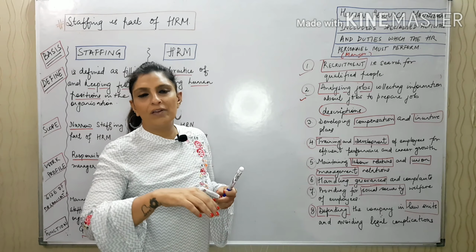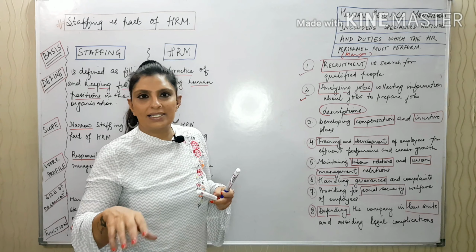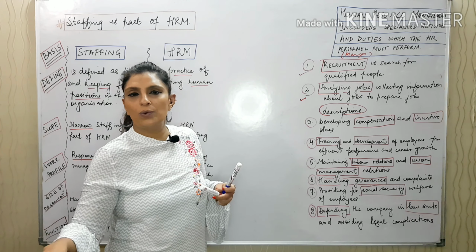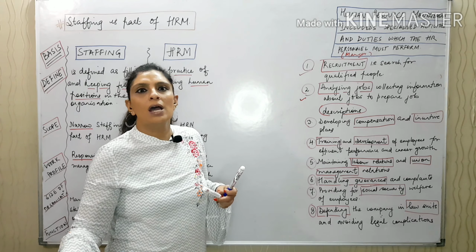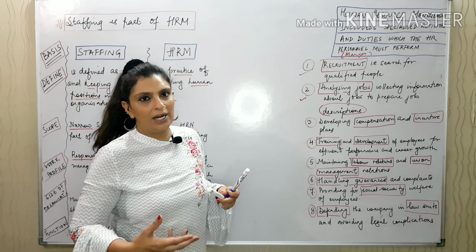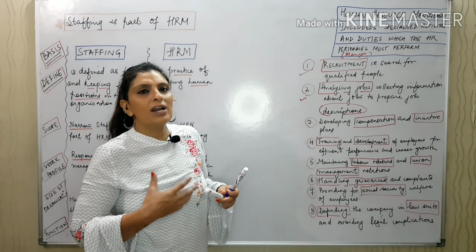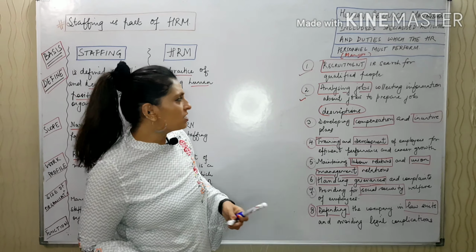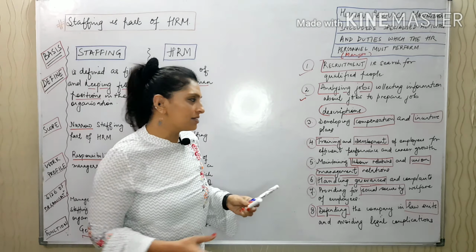A manager's work will be different from the executive's work, and the executive's work will be different from the supervisor's work. A person who is actually manufacturing things, the worker, will have a different work profile. So you have to analyze the job. In a comparatively smaller organization it is done by the managers, but as it grows, the HR manager does that.